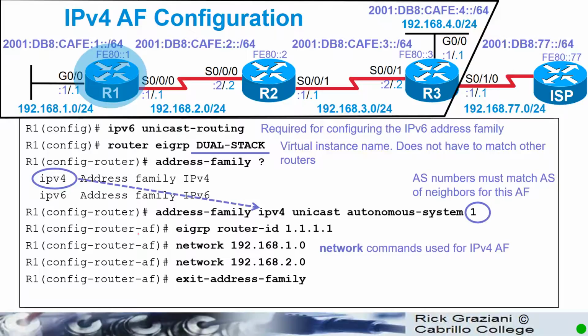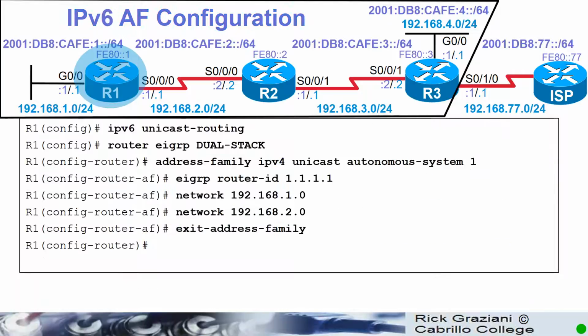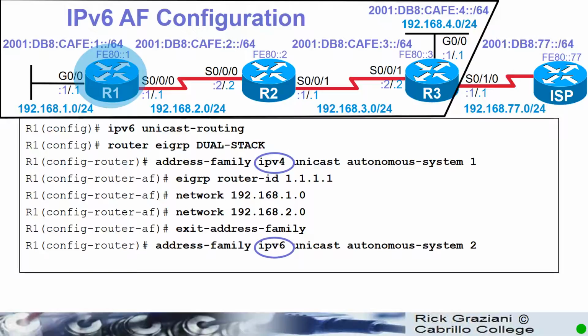Alright, so you're going to notice here, once we go to address family, that became our subcommand. Once we exit the family, we're still under the router portion. We're just not under the router address family portion. That allows us to now set up the address family for IPv6 using a secondary autonomous system number. Notice both IPv4 and IPv6 underneath the router EIGRP dual stack.